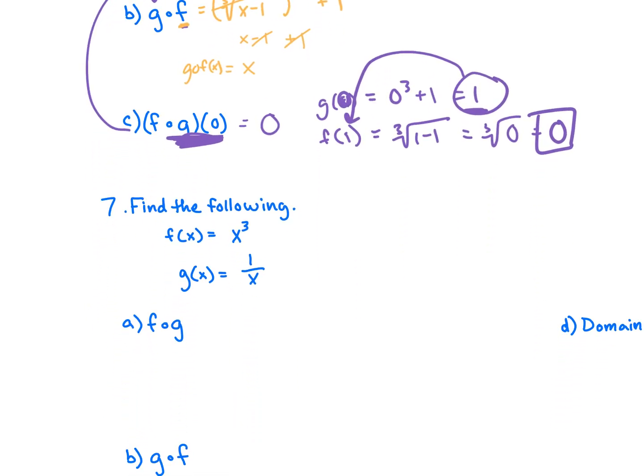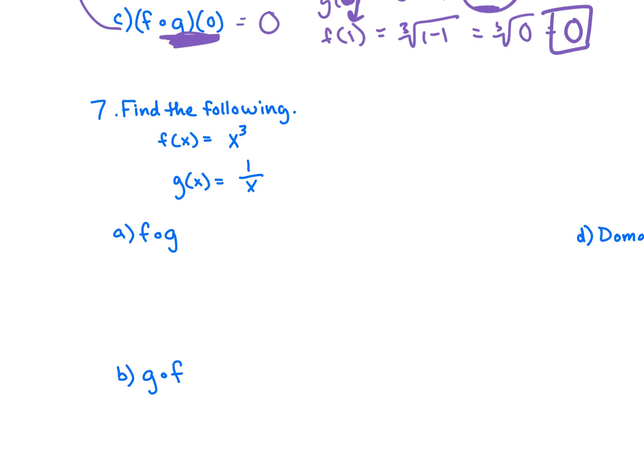All right, verse 7. So here we have to find f of g of x. So I'm going to start with the inside and plug that one into the function on the outside. So take g, plug it into f. So 1 over x cubed. So this would just be 1 over x cubed, because if we distribute this, 1 cubed is just 1, and then x cubed is x cubed.